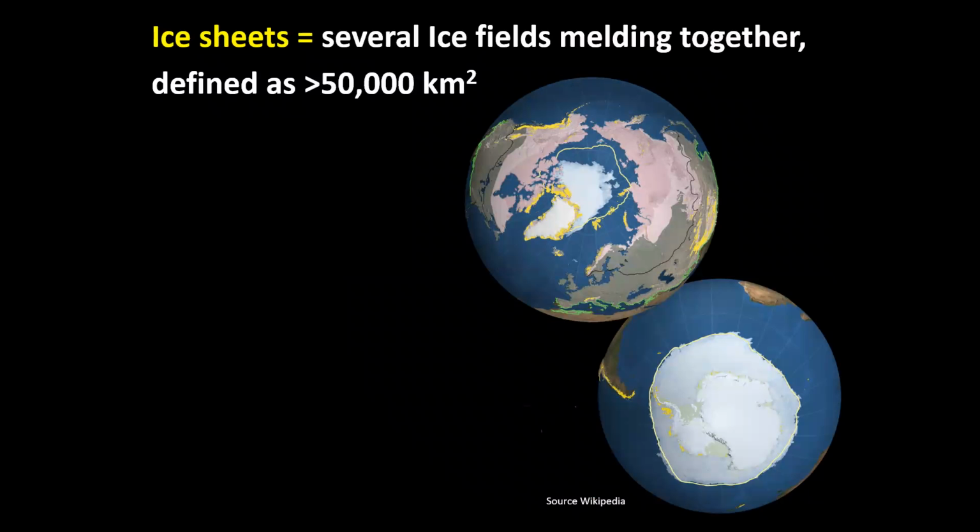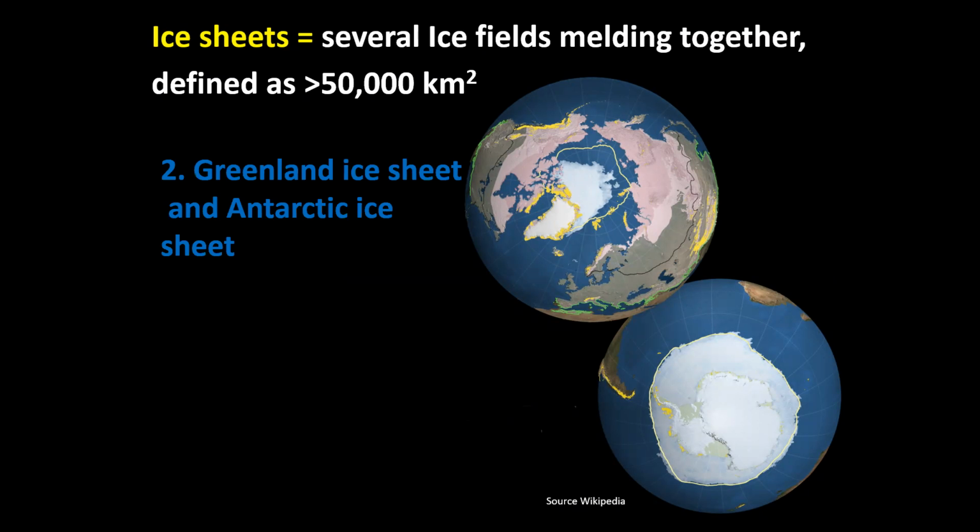So an ice sheet is defined as several ice fields melded together, and they have to be over 50,000 square kilometers, and that's just the definition that humans use. And so there's only 2 of them, the Greenland and the Antarctic ice sheets. So these cover about 10% of the land surface, not the ocean surface or the whole surface, just the land surface. So they're fairly extensive, but they're seasonal.